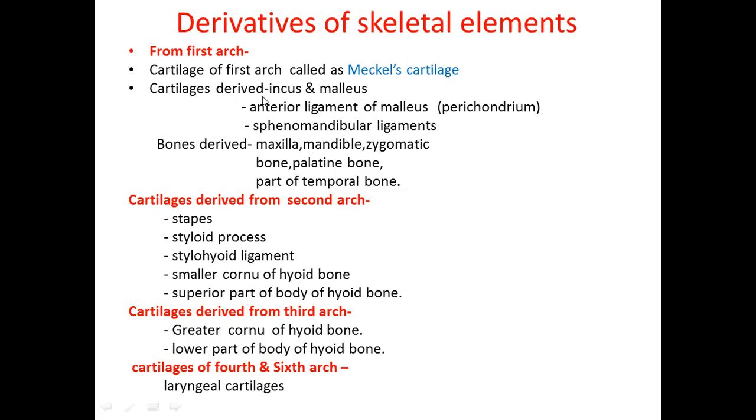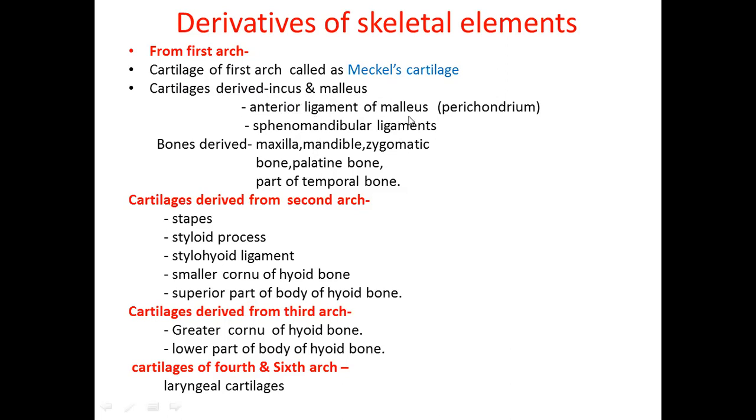Cartilages derived: incus and malleus. These are the structures present in the internal ear. The incus and malleus are the smallest ear ossicles, right? Initially, in the cartilage module, they get developed from this first arch.